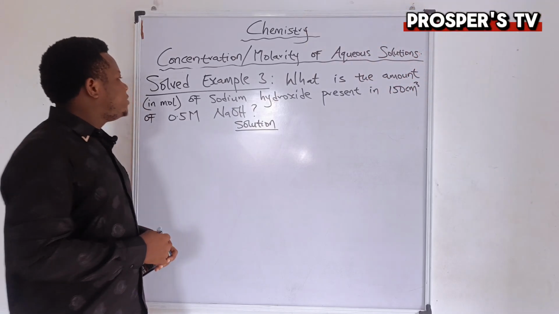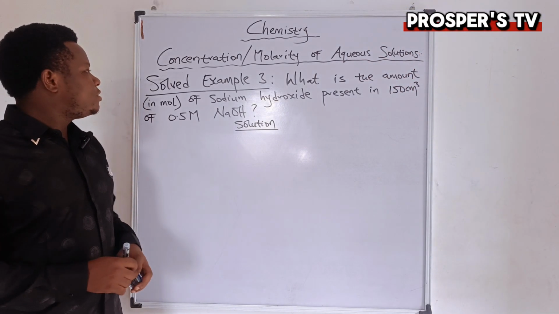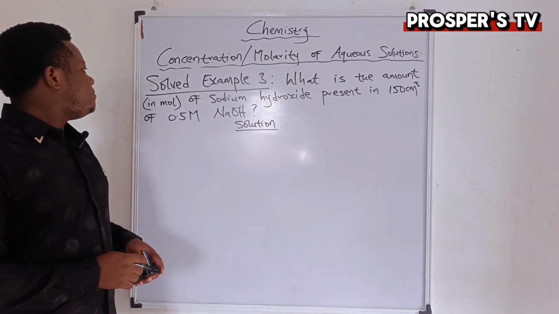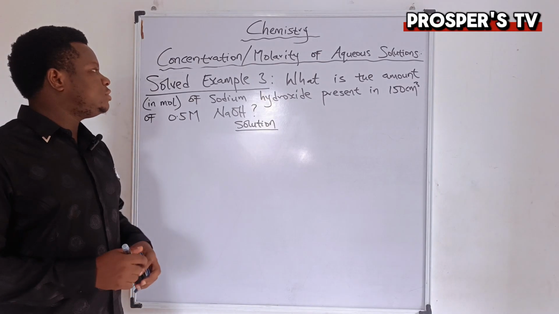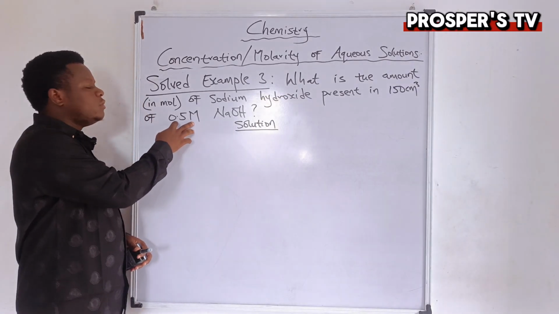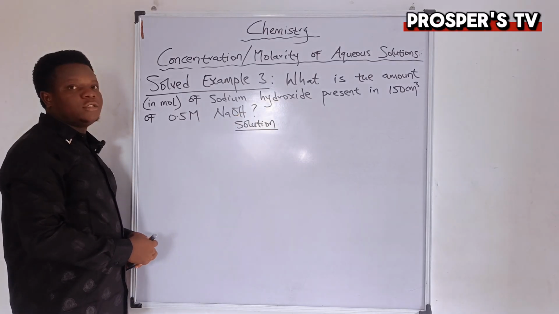Okay, so our previous video ended unexpectedly. So quickly, we're looking at example 3, which says, what is the amount in mole of sodium hydroxide present in 150 cm³ of 0.5 mol/dm³ of sodium hydroxide?